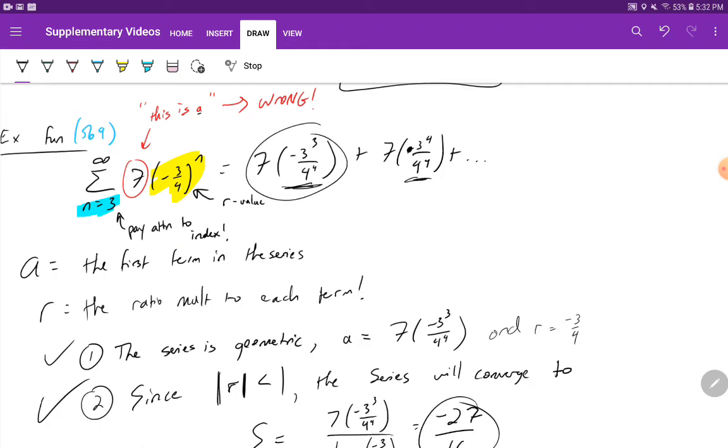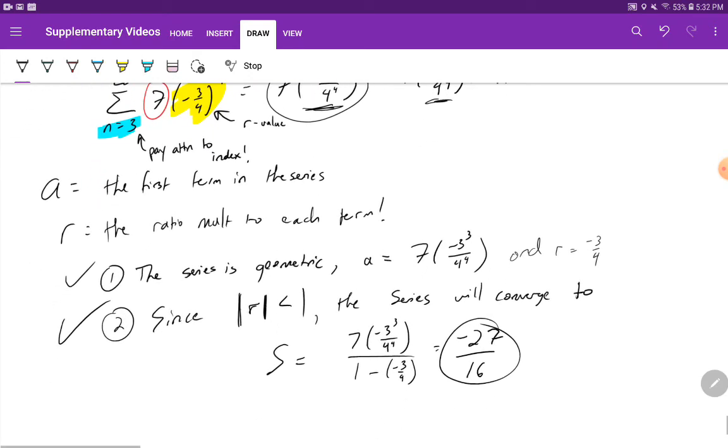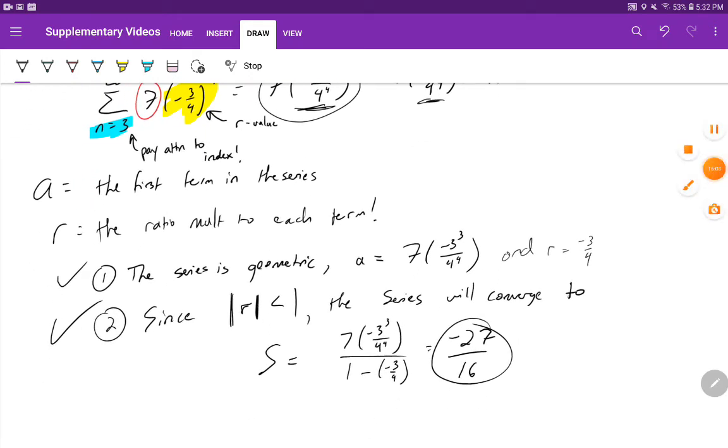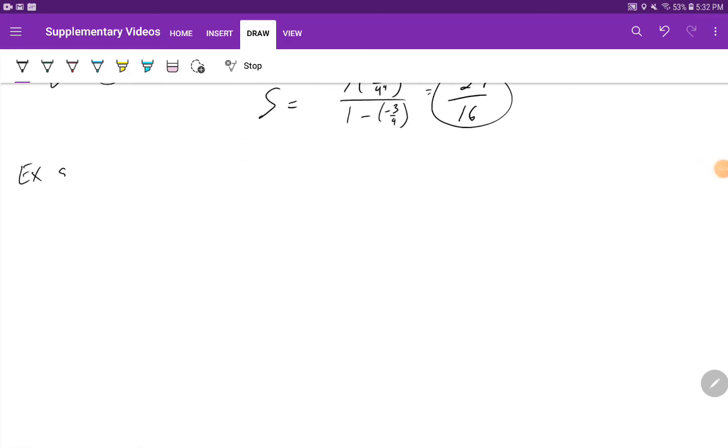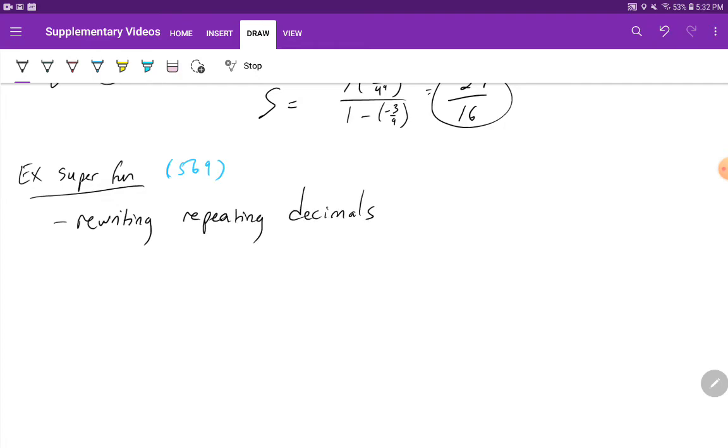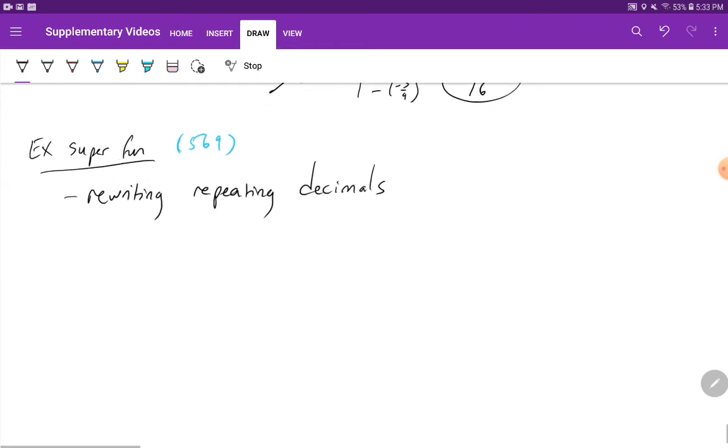And yeah, I'll do one more. You guys can stop watching here if you want, but I'll do one more just for funsies. Example super funsies. But this is technically example 5. It's also on page 569. Something cool you can do with geometric series is rewrite repeating decimals. You guys ever wonder how your calculators do this? They use geometric series. Don't believe me?